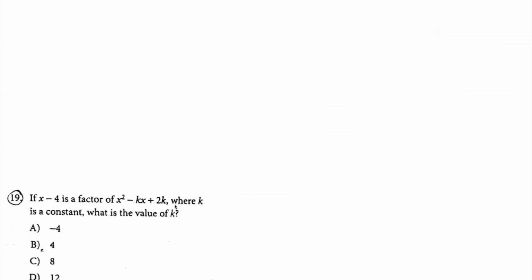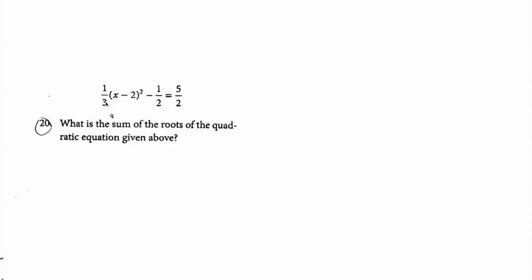Question 19, they say if x minus 4 is a factor, where k is a constant, what's the value of k? What we do in this kind of question, you just need to equate that factor to 0 and find the root, 4. It means when you substitute 4 into the equation, you have to get 0 as well. Let's check. 4 square minus, if x is 4, that will be 4k plus 2k is equal to 0. So this is like 16 minus 2k is equal to 0. 2k is equal to 16. k is 8.